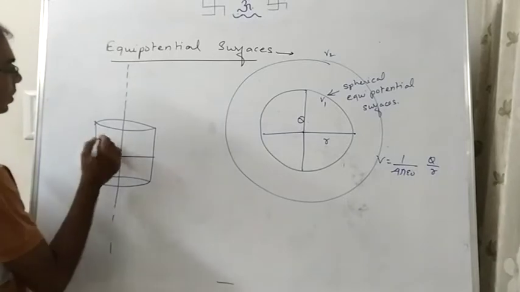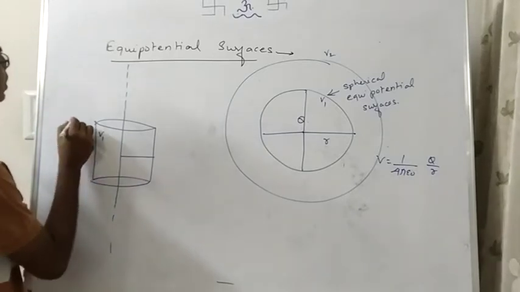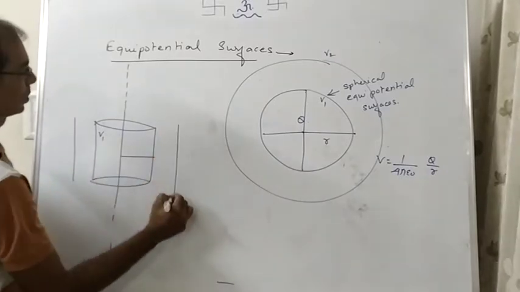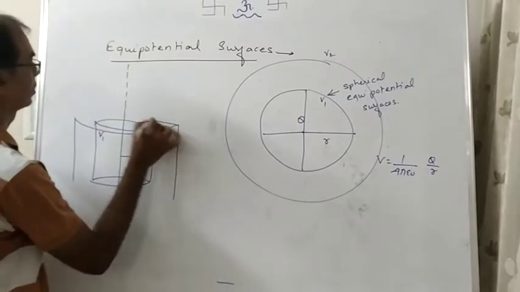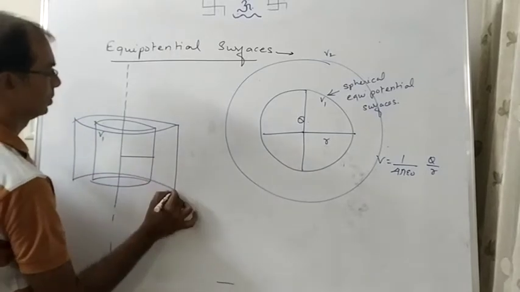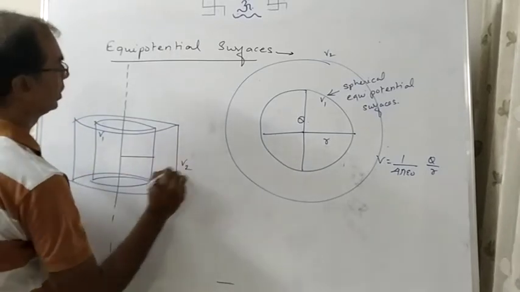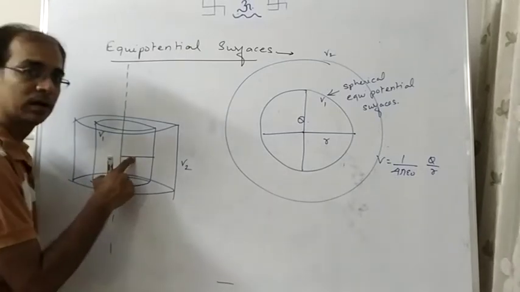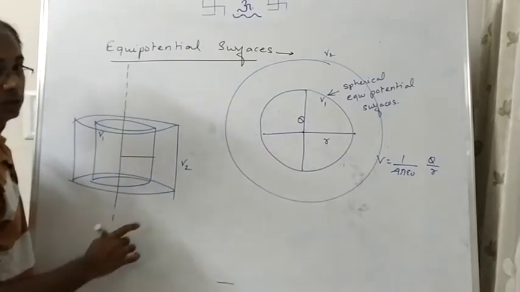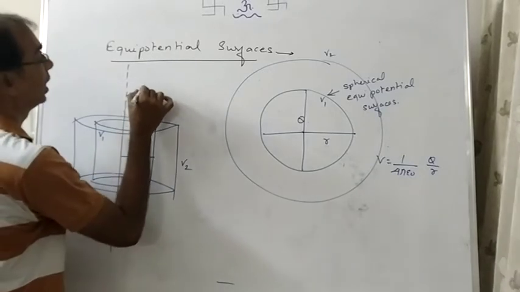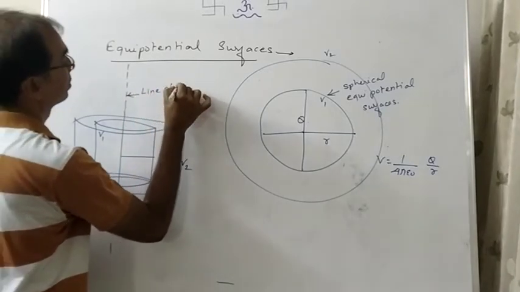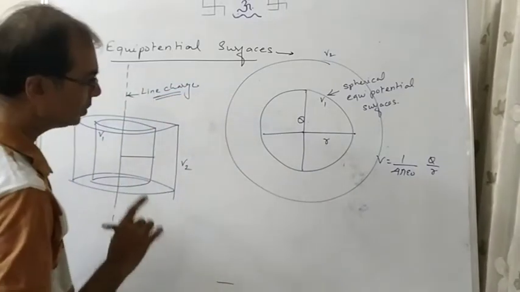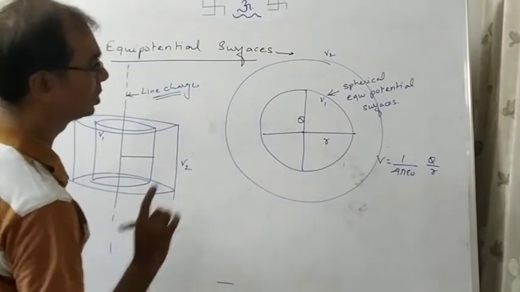So if suppose here the potential is V1, then again we can make one more, like this. On this one the potential will be V2. So inside the cylinder the potential will be V1 and outside the cylinder the potential is V2. But remember that this is because of a line charge. So there are three types of equipotential surfaces.